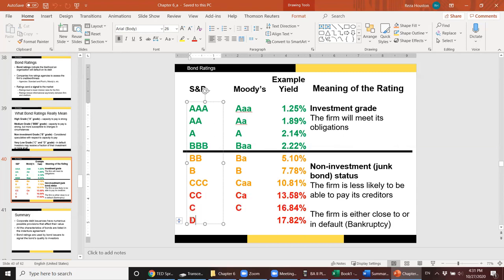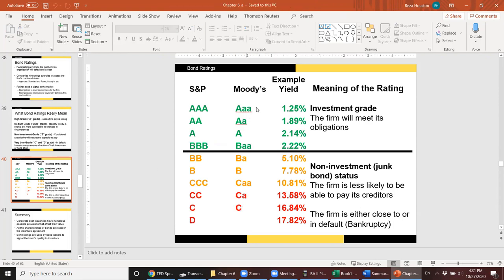I mean, Moody's doesn't even have D, and for Standard & Poor's, that basically just means you're days away from a certain default. So that's the bond rating. The lower it is, the higher the interest rate.